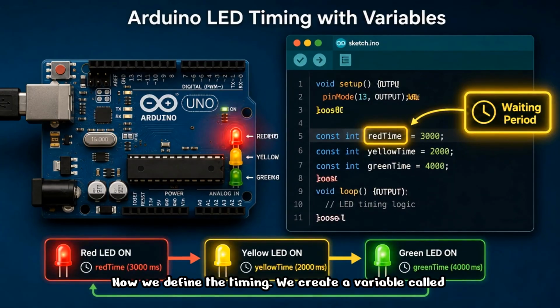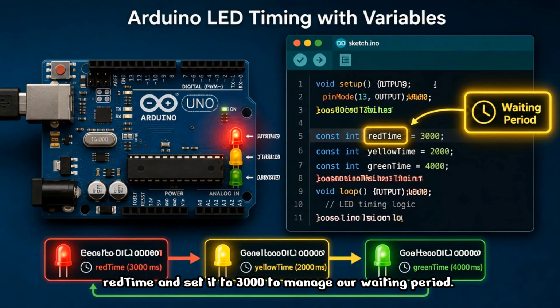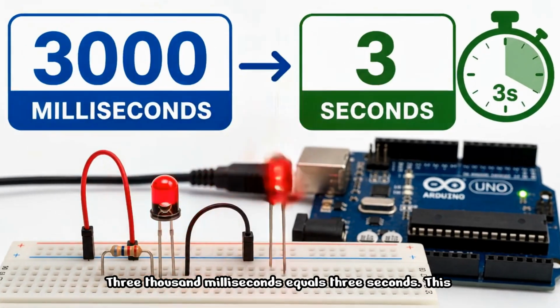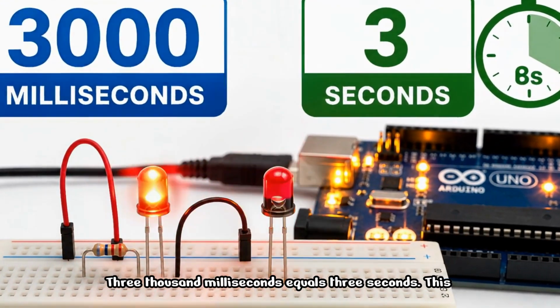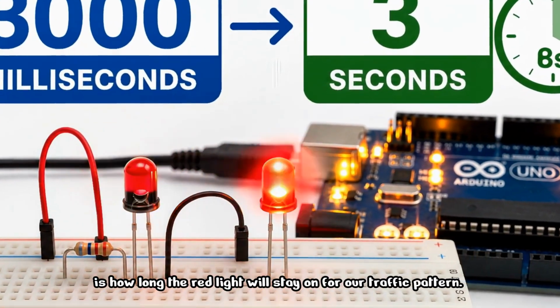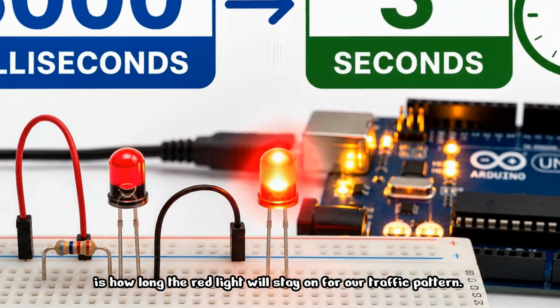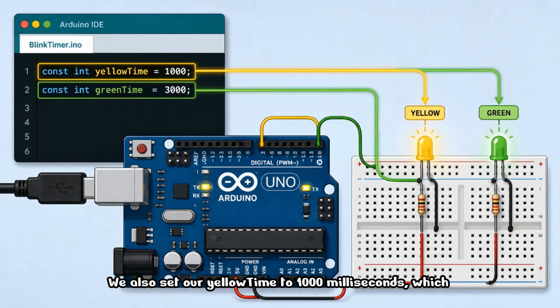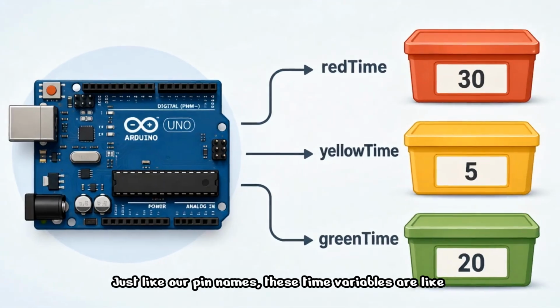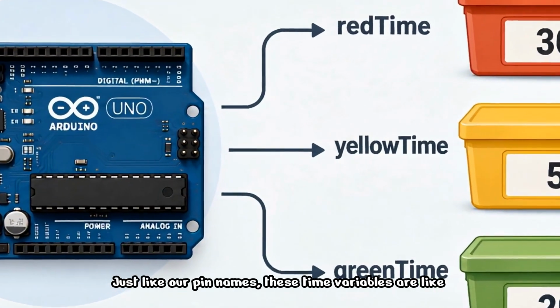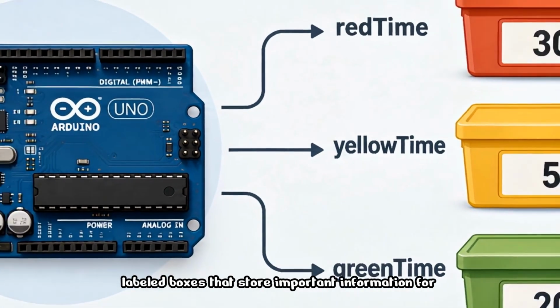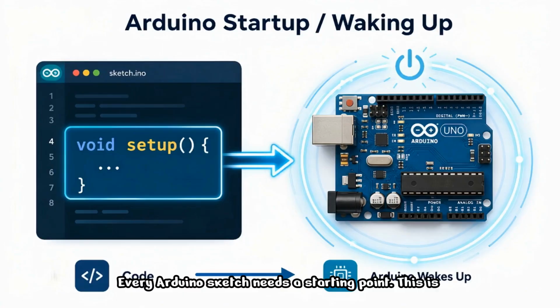Now we define the timing. We create a variable called red time and set it to 3000 to manage our waiting period. 3000 milliseconds equals 3 seconds. This is how long the red light will stay on for our traffic pattern. We also set our yellow time to 1000 milliseconds, which is 1 second, and our green time to 3000 milliseconds. Just like our pin names, these time variables are like labeled boxes that store important information for our robot.